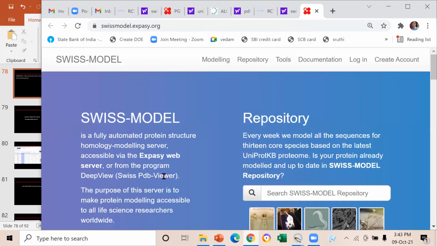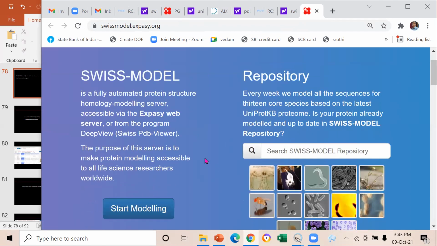Swiss Model is very good in the sense that we can first do a protein sequence comparison. We can select the best one which has a similar sequence. Then we can build the 3D structure of the modeled protein using the template. So all these can be done. It runs on a web server.